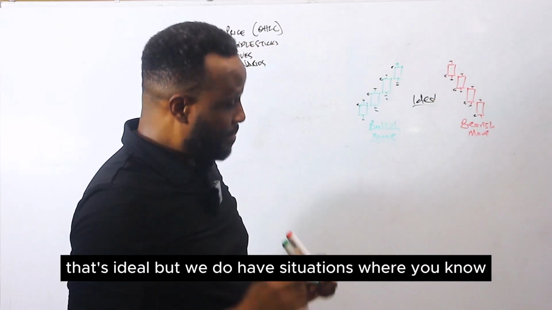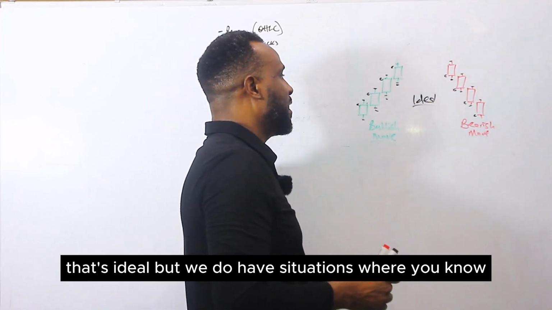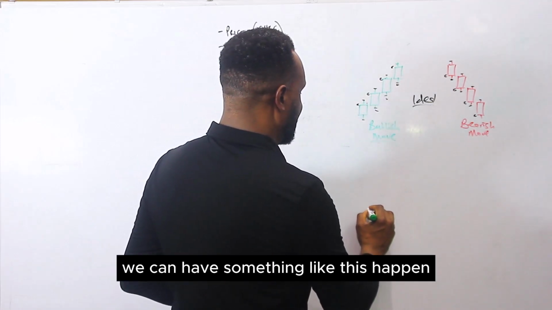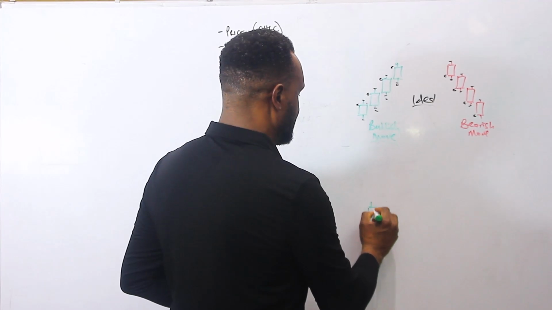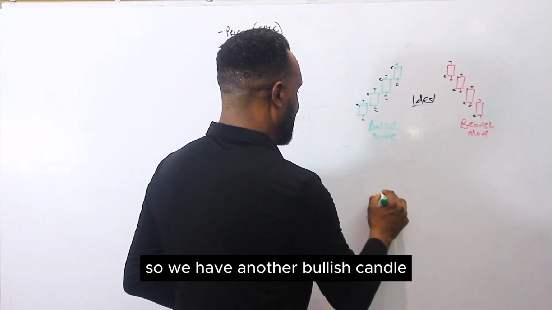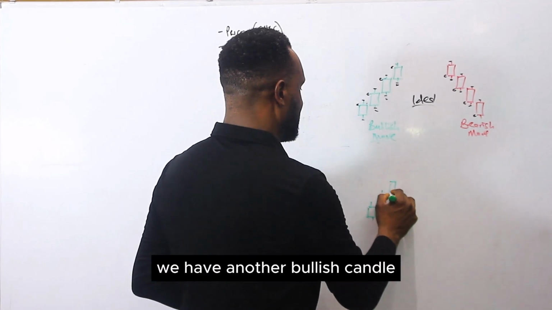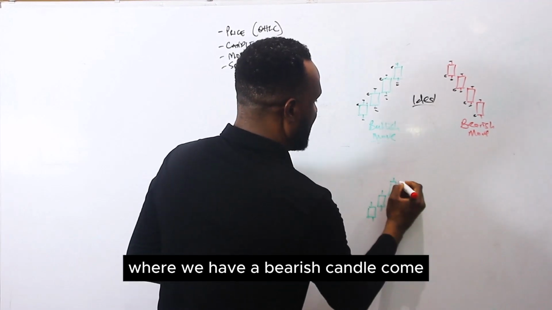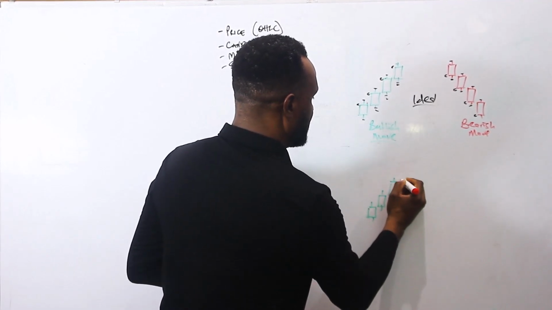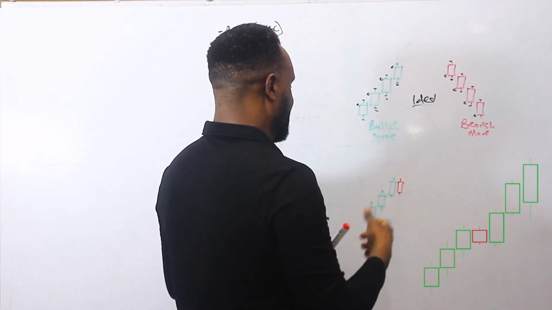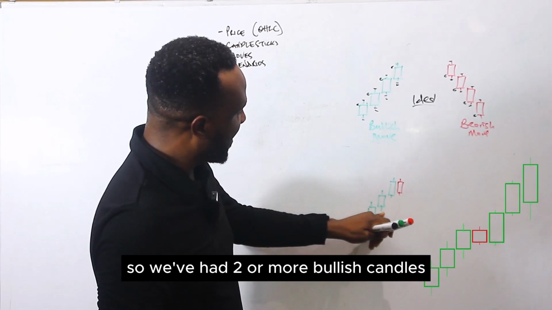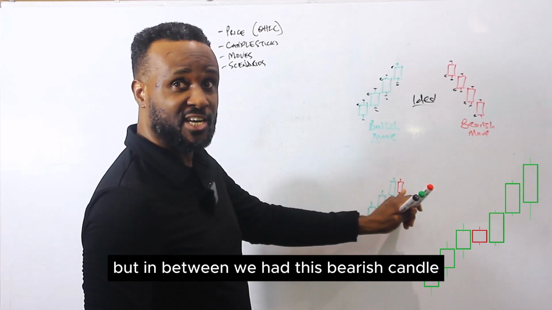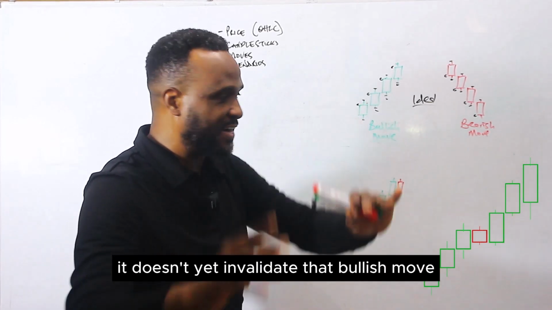That's ideal. But we do have situations where, say in a bullish move, we can have something like this happen. So we have another bullish candle. We have another bullish candle. Then we might have something like this happen, where we have a bearish candle come, right? Can you notice what's happened here? So we've had two or more bullish candles, which is a bullish move. But in between, we had this bearish candle. It doesn't yet invalidate that bullish move.